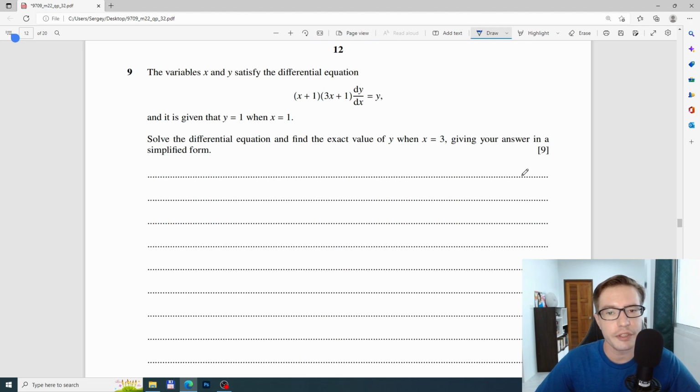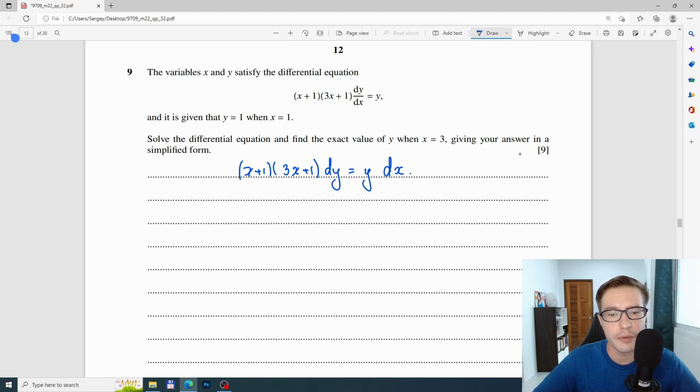Okay, the next question is about differential equations and variable separation. I actually have one more video dedicated to this topic, so if you're not sure where to start, just have a look, and I'm going to proceed with the variable separation. First of all, I will multiply both sides by dx, and I'll get x plus 1 times 3x plus 1 dy equals y dx. And now the whole purpose of variable separation is to get x and dx on one side and then y and dy on the other side.